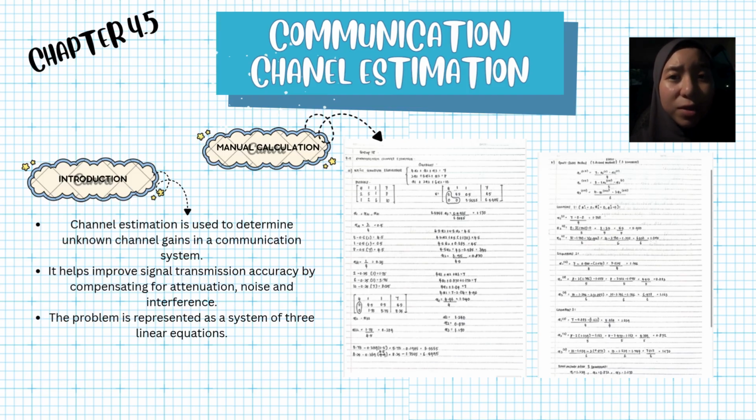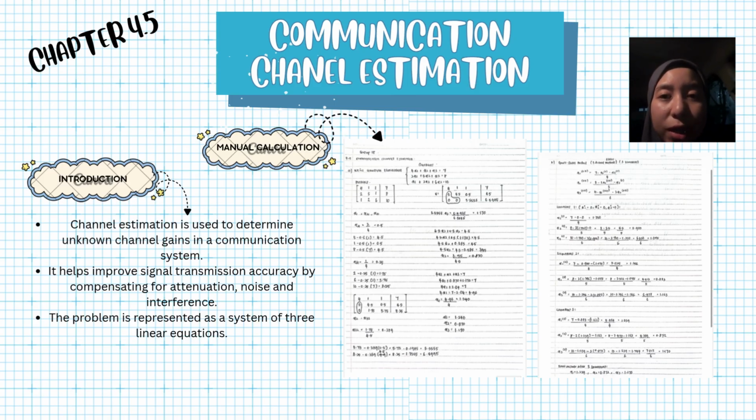After obtaining the upper triangular matrix, we applied back substitution by solving S3 first, followed by S2, and finally S1. So the final solution obtained was S1 is 1.240, S2 is 0.870, and S3 is 1.170.